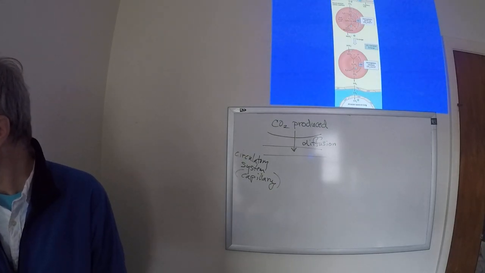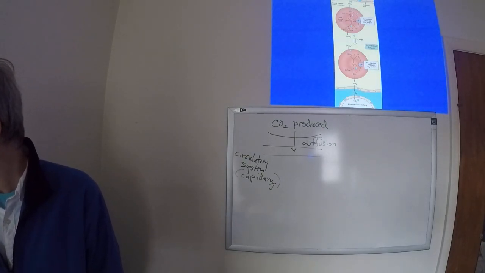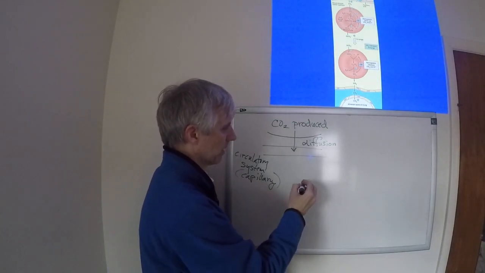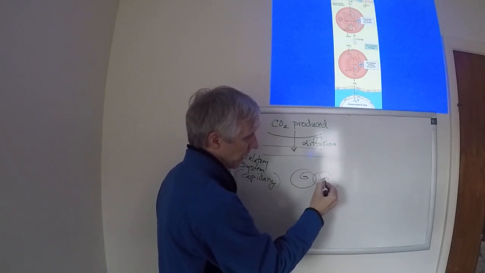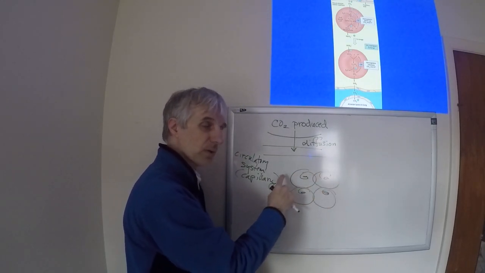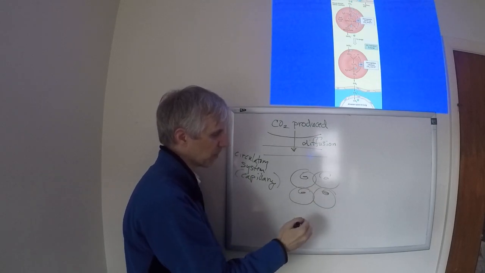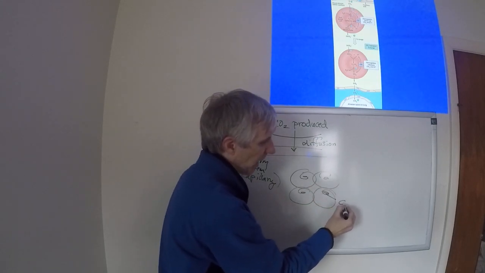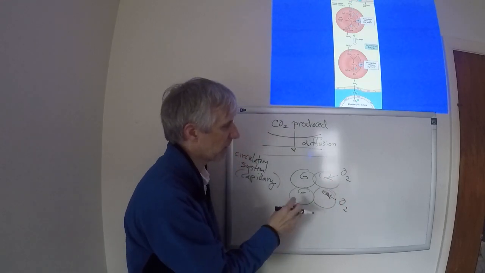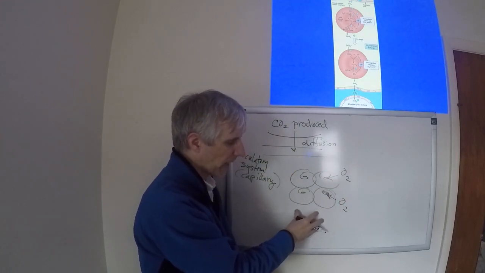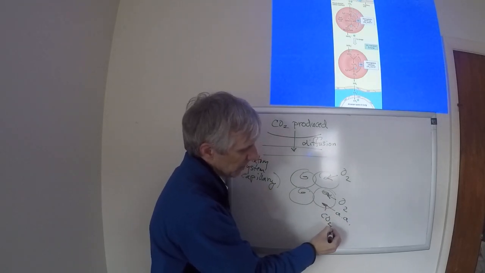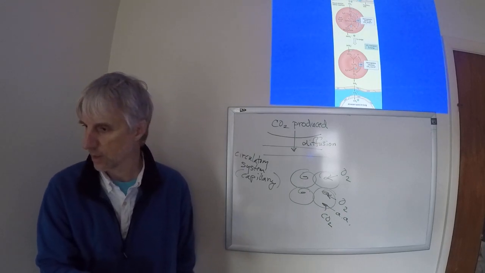Hemoglobin has the ability to take up CO2, so here's my hemoglobin, remember my quaternary structured protein with 4 separate polypeptides. The oxygen is binding here at these heme groups. CO2 can also bind to hemoglobin, but it binds to specific amino acids on hemoglobin. Okay?